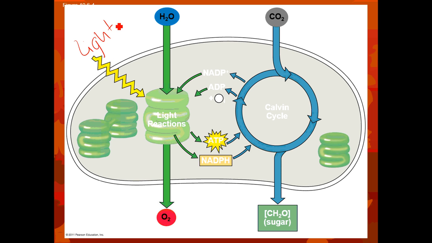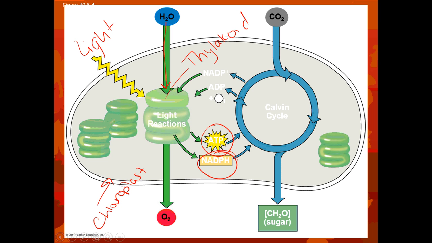There's obviously light coming into the light reactions. This happens in the thylakoids of the chloroplast. This whole thing is the chloroplast. And this is a thylakoid. Water is also taken in at this step. So light and water are going to yield NADPH and ATP. And it's going to produce oxygen here.